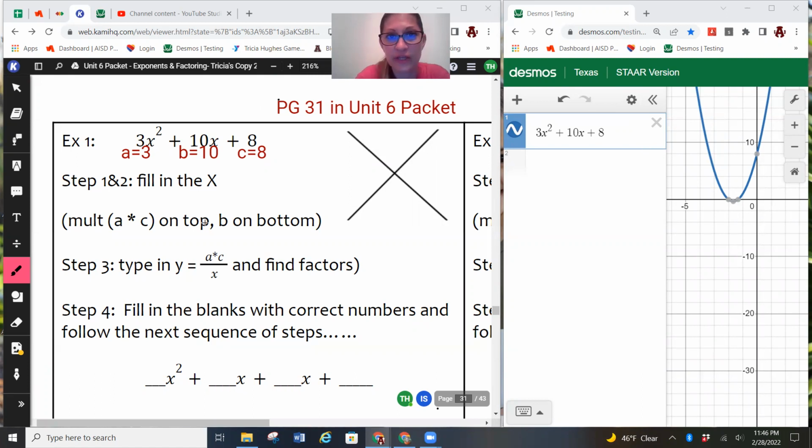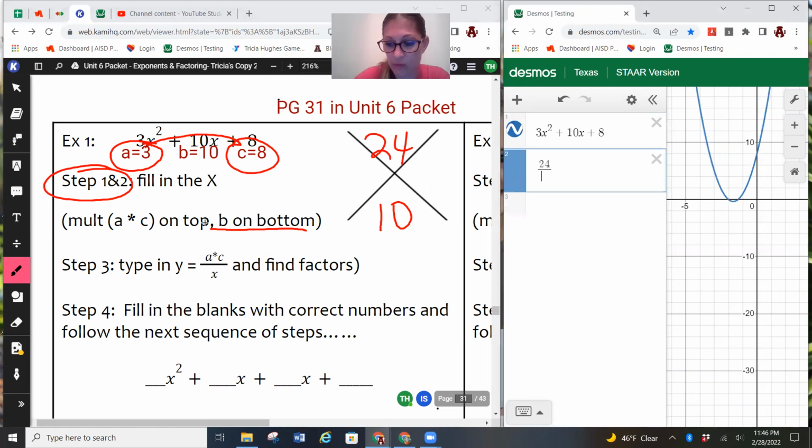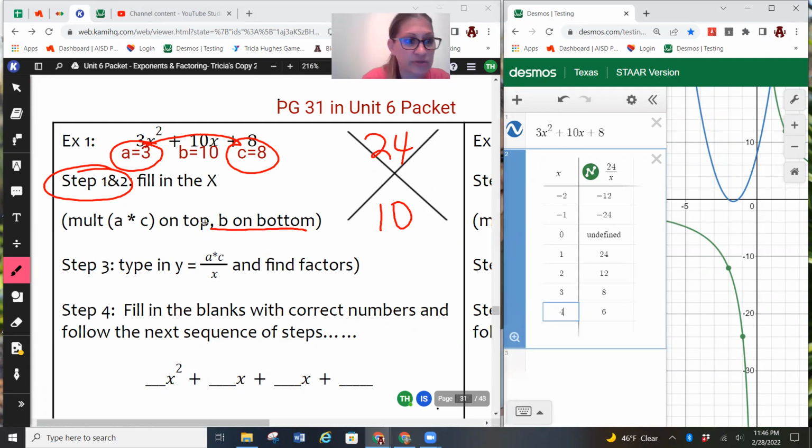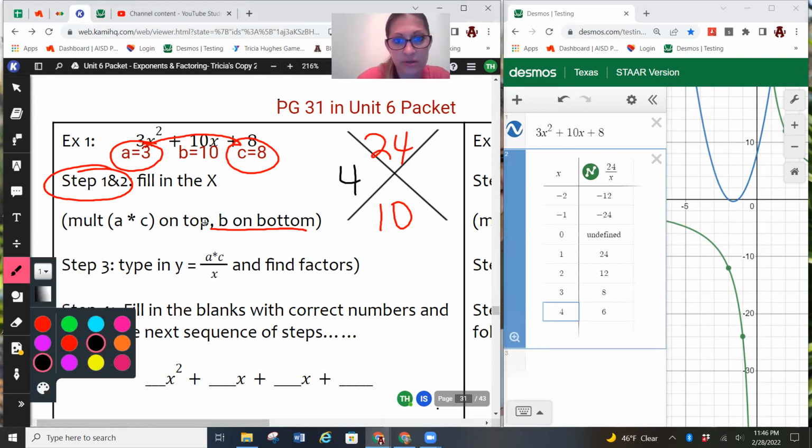All right, so we're going to fill in the X, step one and step two. Multiply A times C, 24. Remember that B is on the bottom, 10's on the bottom. What multiplies to 24 and adds to 10? Well, none of those work. So let's try 3. 3 and 8 almost make 10, but that's 11. And then after 3 comes 4. There's our winners, 4 and 6.